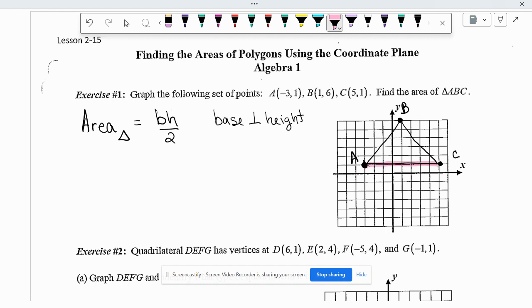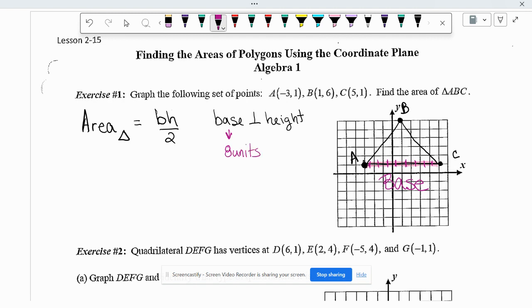What can that measure represent? Yeah, this can be our base. So let's count. What is the measurement of our base? 1, 2, 3, 4, 5, 6, 7, 8. So our base has a measurement of 8 units.